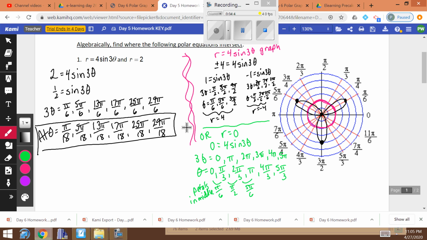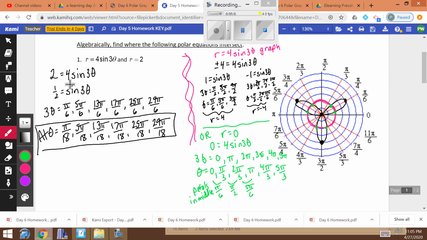So, okay, one of the things I like to point out right away is we can see that we should get 1, 2, 3, 4, 5, 6 solutions. Notice none of our solutions are at the pole, so we don't have to worry about that, but we need to find those 6 solutions. Well, when we do it algebraically, we end up finding all 6 of those solutions.